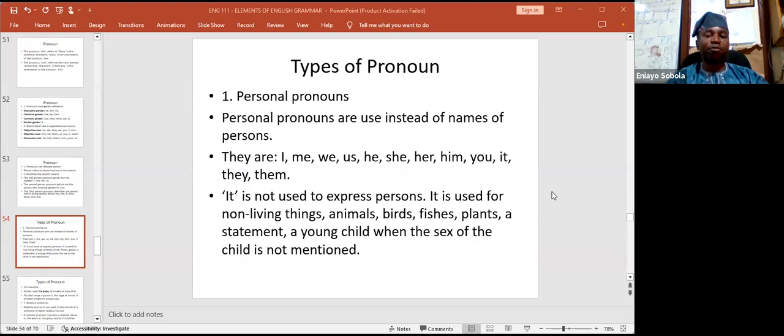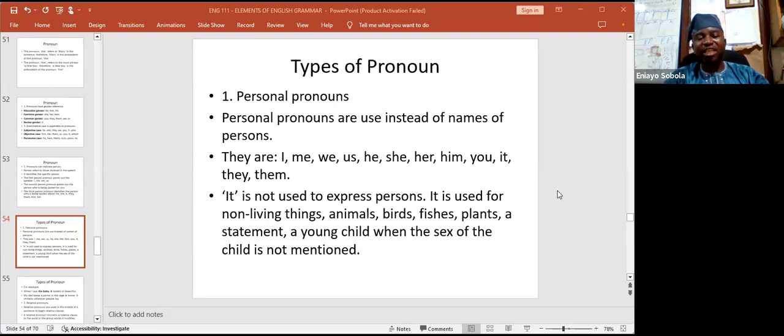Now, let's look at types of pronouns. There are different types of pronouns. Number one, we have personal pronouns. The personal pronouns are used to indicate person. They are used instead of names of persons. Examples are I, we, me, us, he, she, him, you, it, they, them. These are referred to as personal pronouns.